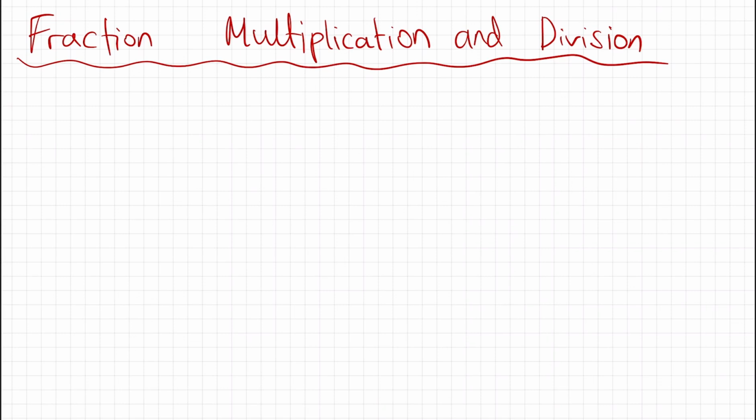Hey guys, welcome back to another RESK Maths tutorial, and in this tutorial I'm going to be explaining how you can carry out fraction multiplication and division.